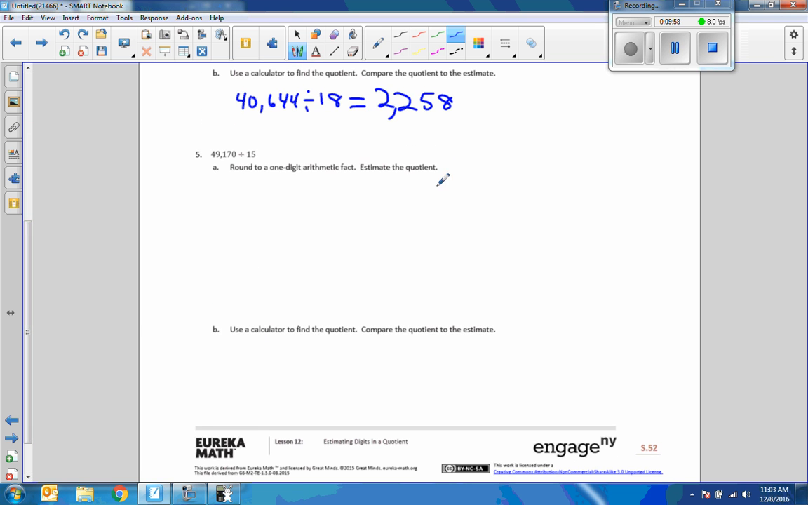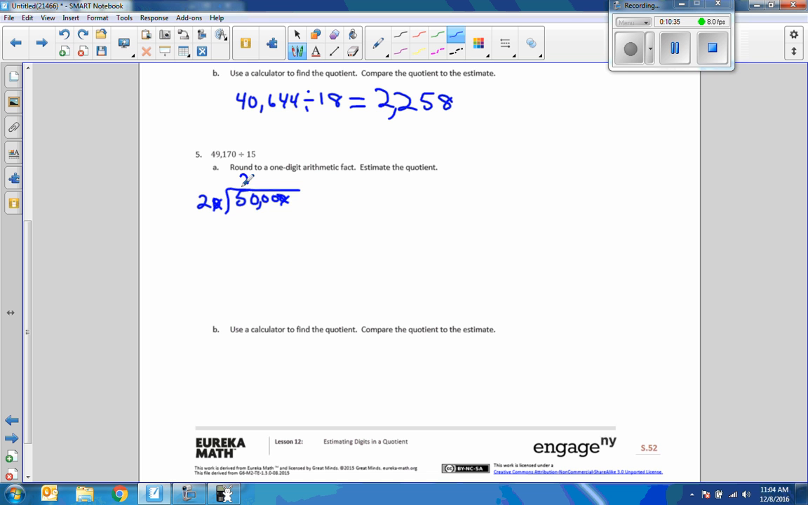Let's do example 5. Pause the video, try it, and then come back. Okay, now that you've had a chance to do this, rounding to the nearest 10,000 is 50,000. We're dividing it by our 15, which gets rounded up to 20. So now we're going to estimate the quotient. Remember, ignore this zero and ignore that last zero.